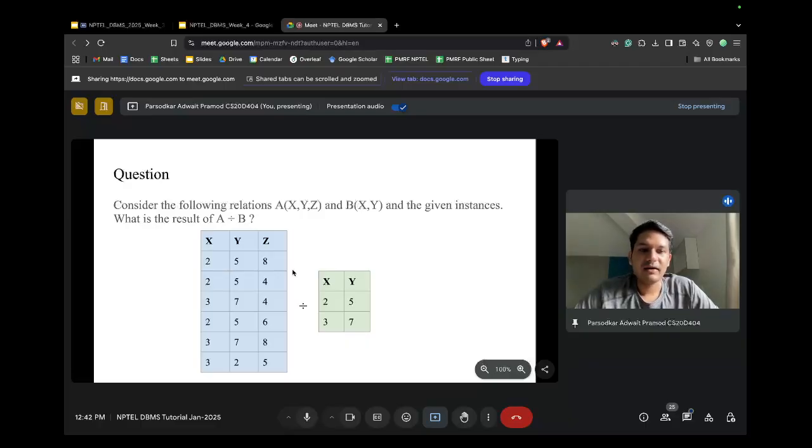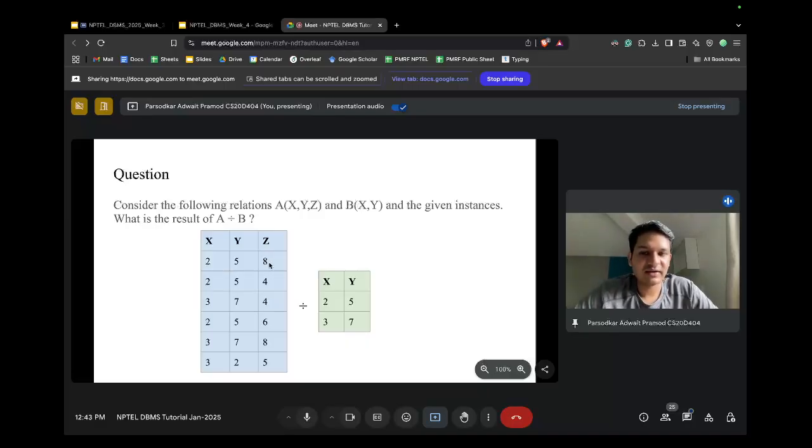Now, what does the output satisfy? The output would be those z values that are present in A, in the blue table, and combined with all the rows in the green table, this combination is found in the blue table. This is slightly complicated, so let me give you an example to explain this.